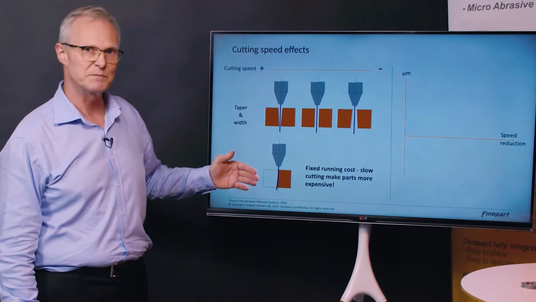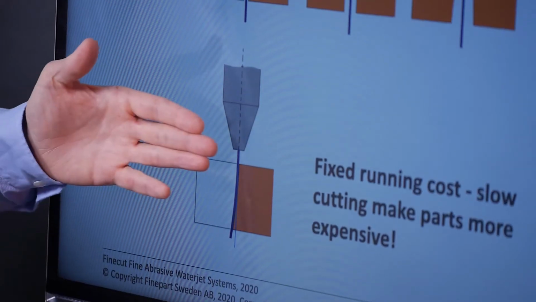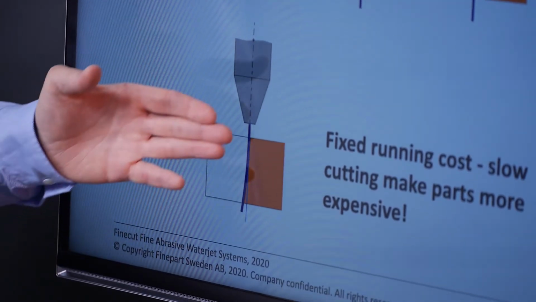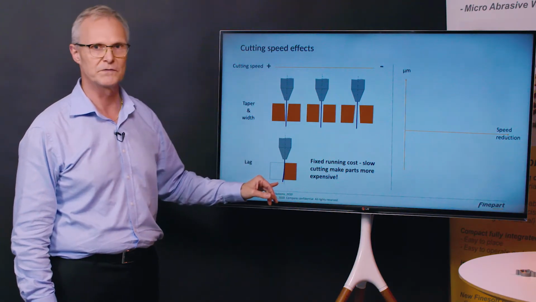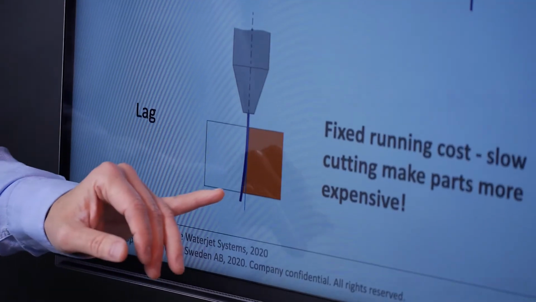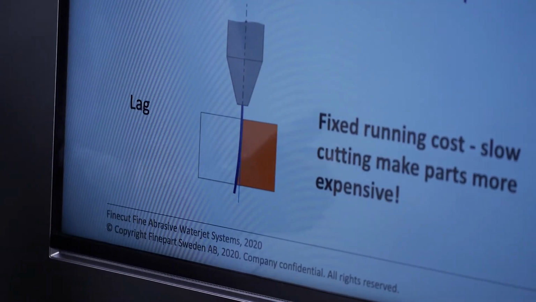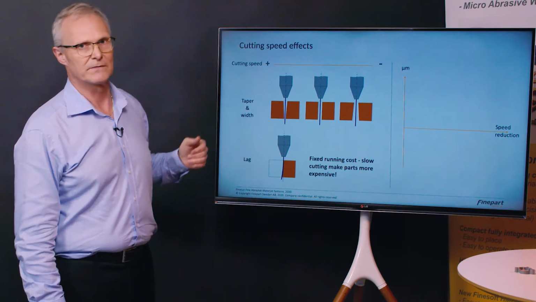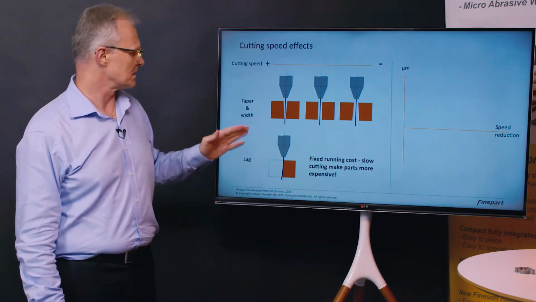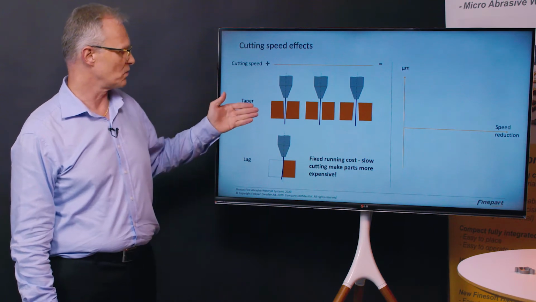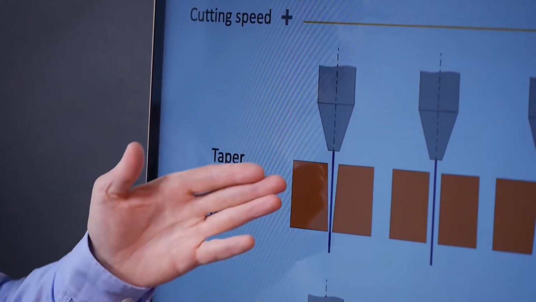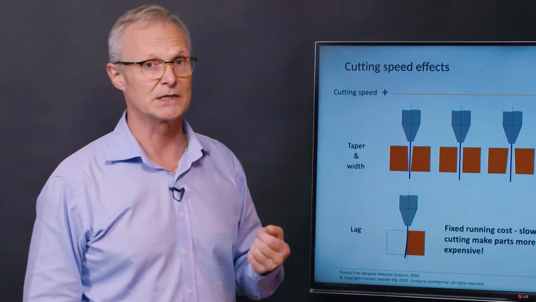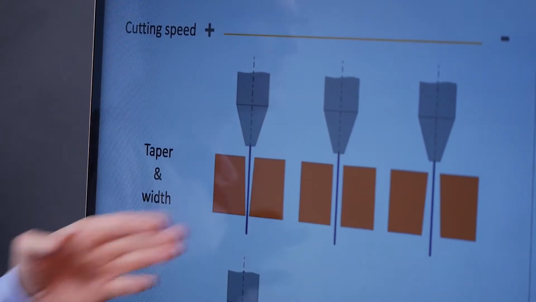Depending on the cutting speed, we will have the jet being deflected slightly by the materials. The faster we go, we will have more of a jet lag with the bottom of the cut lagging behind the top of the cut. Also the taper and the width of the cut depend on the cutting speed. So if we go fast, we will have a taper where the width of the cut at the top is wider than the cut at the bottom.